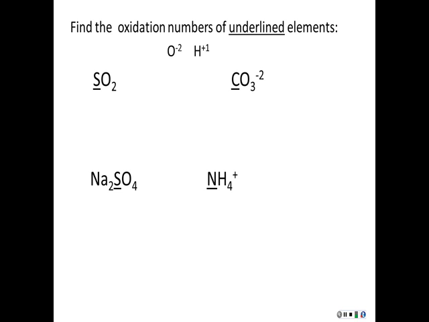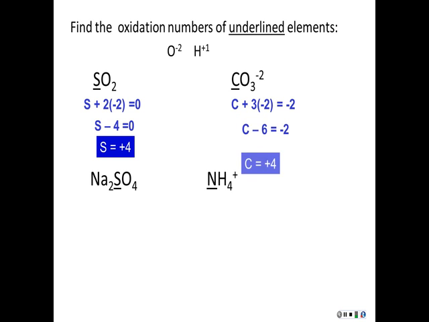Now here are some for you to try. So you want to pause the screen and come up with the oxidation numbers of the underlying elements. And after you've come up with your own answers, then we'll go through the solutions to it. Okay, now here are the solutions. Sulfur, 2 oxygens, so the sulfur has to be positive 4. The carbon in the carbonate ion, notice that the charges are adding up to -2. The carbon has to be positive 4.